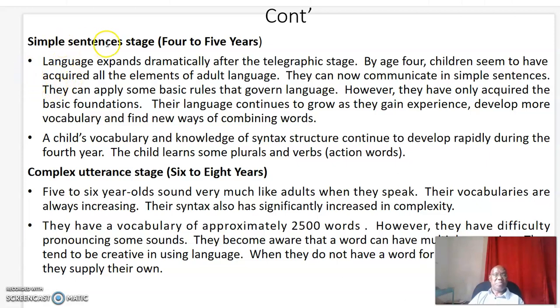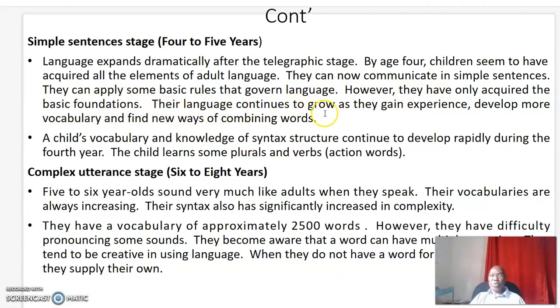Lastly, we have the simple sentence stage, 4 to 5 years. Language expands grammatically after the telegraphic stage. By age 4, children seem to have acquired all the elements of the language. They can now communicate in simple sentences. They can also apply some basic rules that govern language. However, they have only acquired the basic foundations.